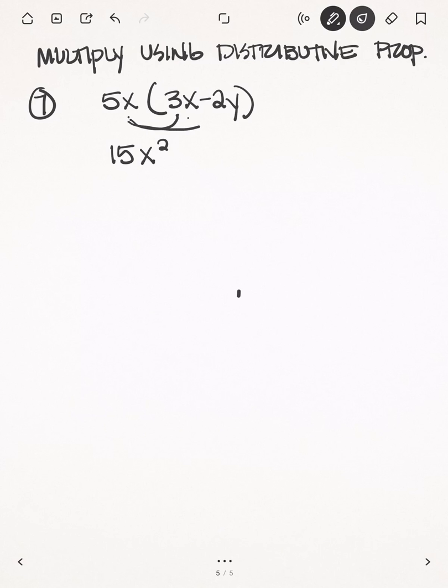Then I take 5x and I multiply by negative 2y. I get a negative. 5 times 2 is 10. And I can't actually put x and y together, but I can put them next to each other. So I get 15x squared minus 10xy. And I'm done because those are not like terms. I cannot simplify that anymore.